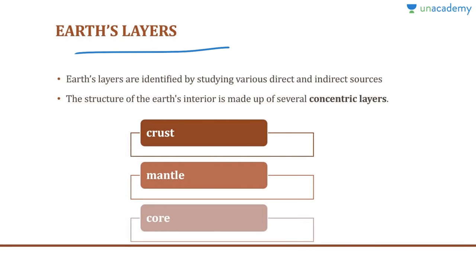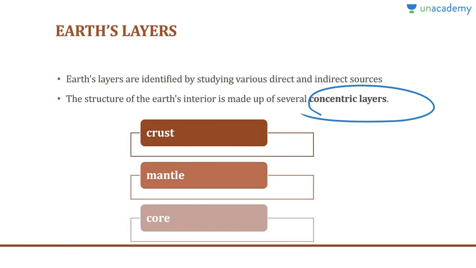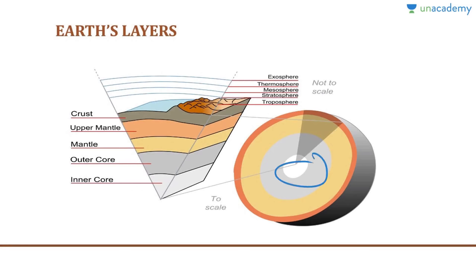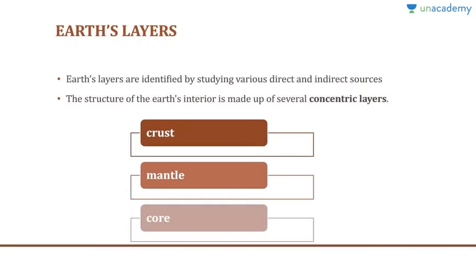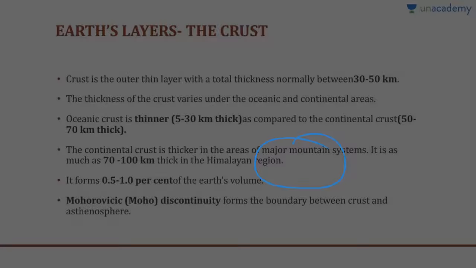Now, let's come directly to the Earth's interior. Earth's layers are identified by studying various direct and indirect sources that I've already told you. The structure of Earth's interior is made up of several concentric layers. You can see it here, there are several concentric layers, right? Broadly, the interior of Earth can be divided into crust, mantle and core. Further, the mantle is divided into upper mantle and lower mantle. In fact, crust also can be divided into oceanic crust and continental crust. Then we have outer core and inner core. And in between each, we have seismic discontinuities that we'll study later in this lesson. So, these are the different layers of Earth, in the form of concentric circles. Okay. So, let's study each now.